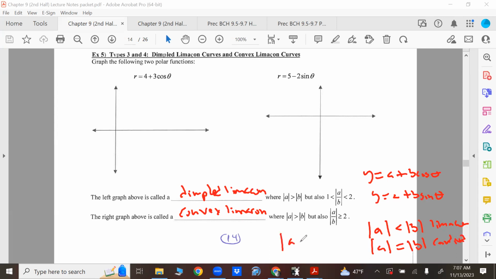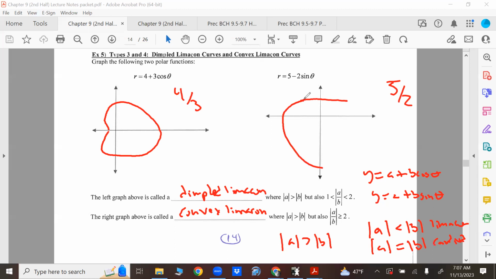But what if the absolute value of a is greater than the absolute value of b? And more specifically, what if the ratio of the absolute values of a to b is between 1 and 2, or greater than or equal to 2? So if I were to graph this one, again, just punch it into Desmos or a graphing calculator, it's going to kind of look like that. It has a bit of a dimple, and the ratio is 4/3 between a and b. Here, the ratio of the absolute values of a and b is 5/2, and it'll be flat up here and kind of look like that.